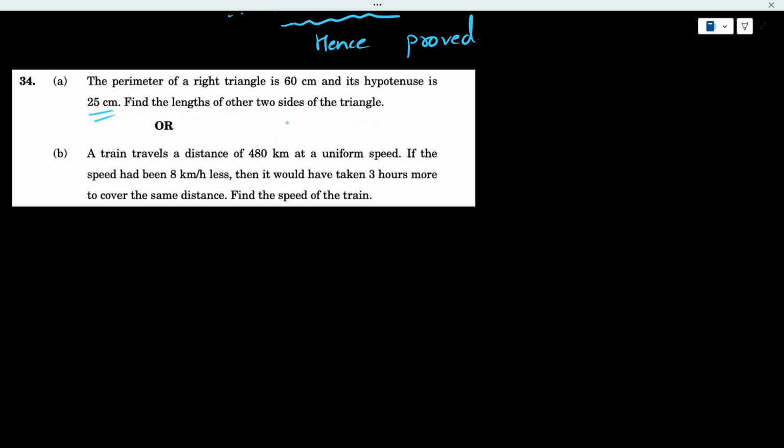If you see that, then this is looking like a quadratic equation. Generally, among linear equation and quadratic equation, one 5 marker will be there, but in this paper you can see here there are two 5 marker questions in algebra.